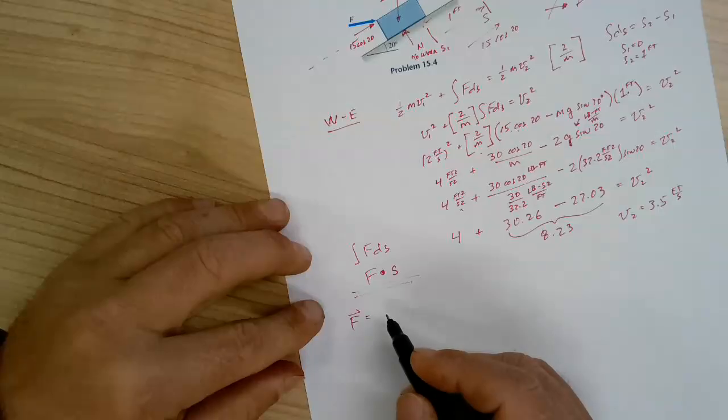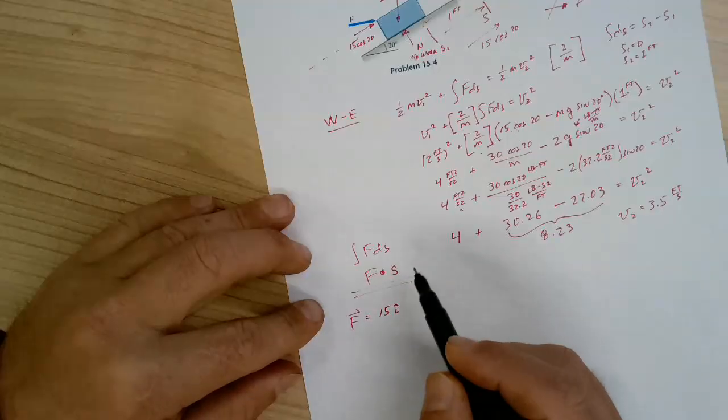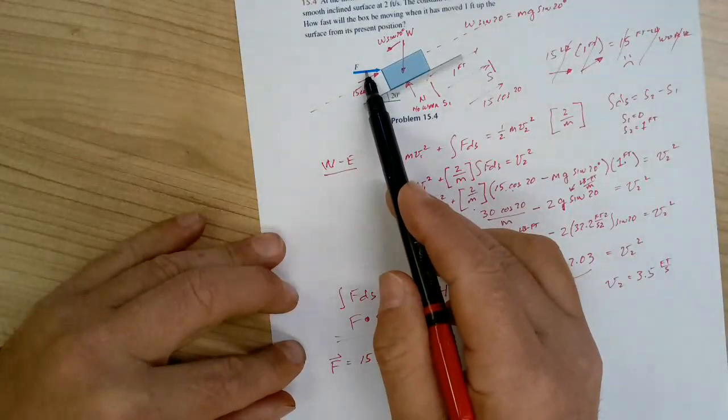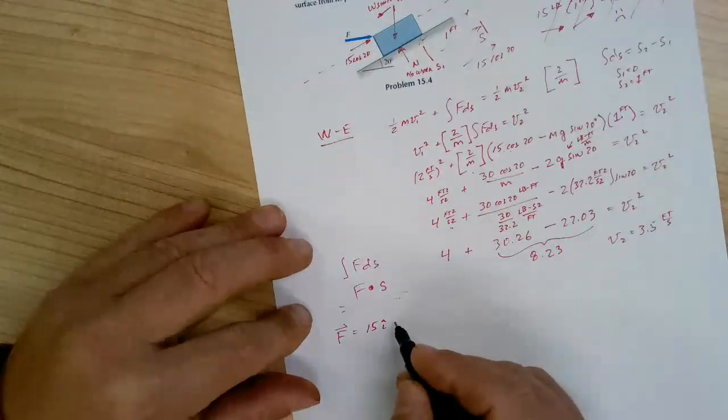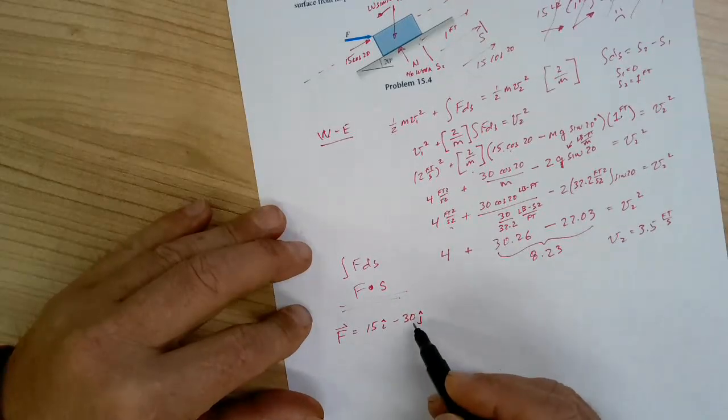So if I write those other 2 as a vector, the net force due to the 30 pounds weight and the 15 pounds applied force is 15I, right? 15 pounds. And then it's minus 30J, that's the weight.